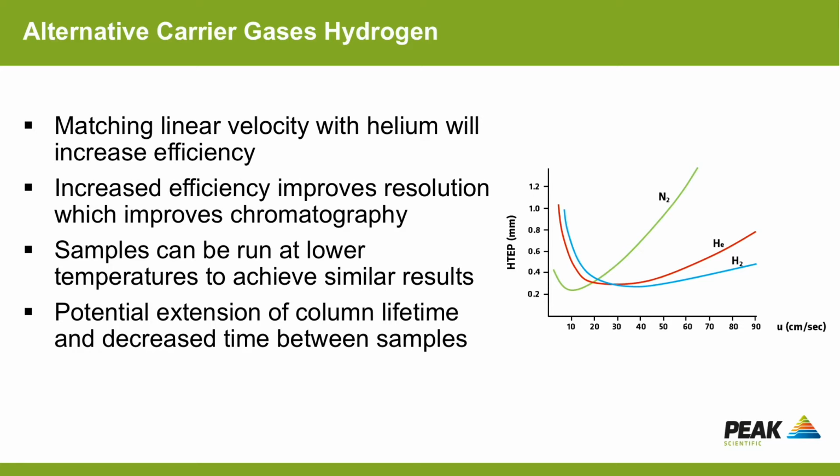There's also the opportunity to run samples at lower temperatures whilst achieving similar results, and this can have knock-on effects such as prolonging column lifetime, because the column will not need to be heated up to as high a temperature. And for any labs who are looking to decrease the overall analysis time, by heating up to a lower temperature, the cooling down period is reduced, so the time between sample injections can be reduced. So not only can you reduce your analysis time, but you can also reduce the time between sample analyses.